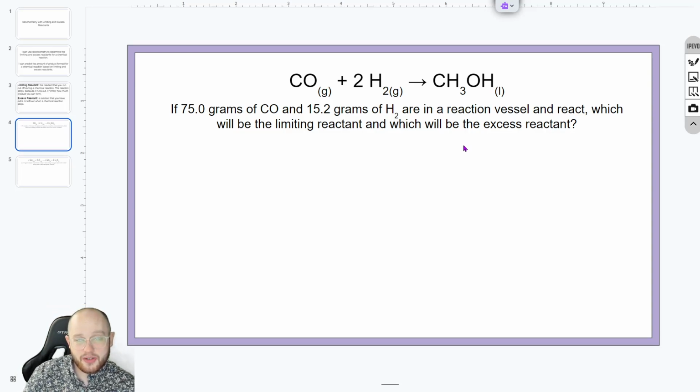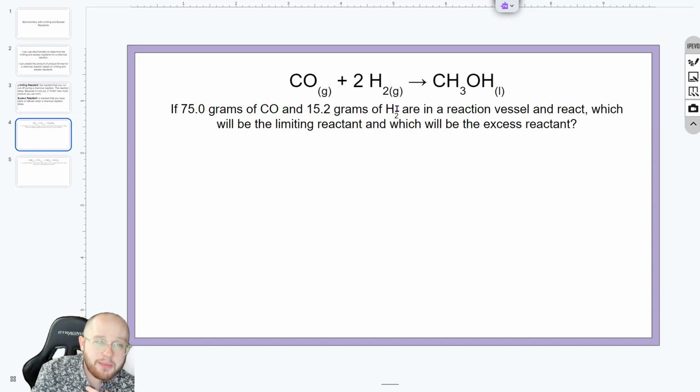The way limiting reactant calculations work is I'm going to figure out how much of a product. They do not specify a specific product, so I get to choose. However, in this equation, I only have one to choose from, methanol. I'm going to say, how much methanol could I form if all 75.0 grams of carbon monoxide react? Then I'm going to figure out how much methanol could be formed if all 15.2 grams of H2 have reacted. Then I'm going to compare those numbers. And by comparing those numbers, I will be able to determine which is limiting and which is excess.